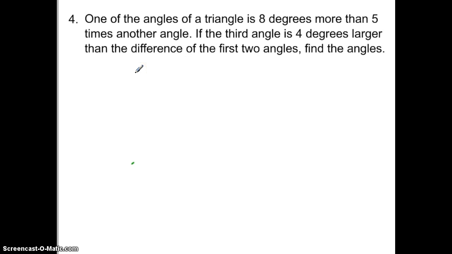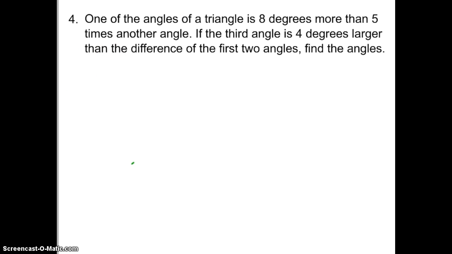Alright, last one. Then you're going to work on the rest of the worksheet on your own. One of the angles of a triangle is 8 degrees more than 5 times another angle. If the third angle is 4 degrees larger than the difference of the first two angles, find the angles. In this problem, we're not given specifics, so we don't know if the angles are called A, B, and C, or 1, 2, and 3, so you can just pick whatever you want.